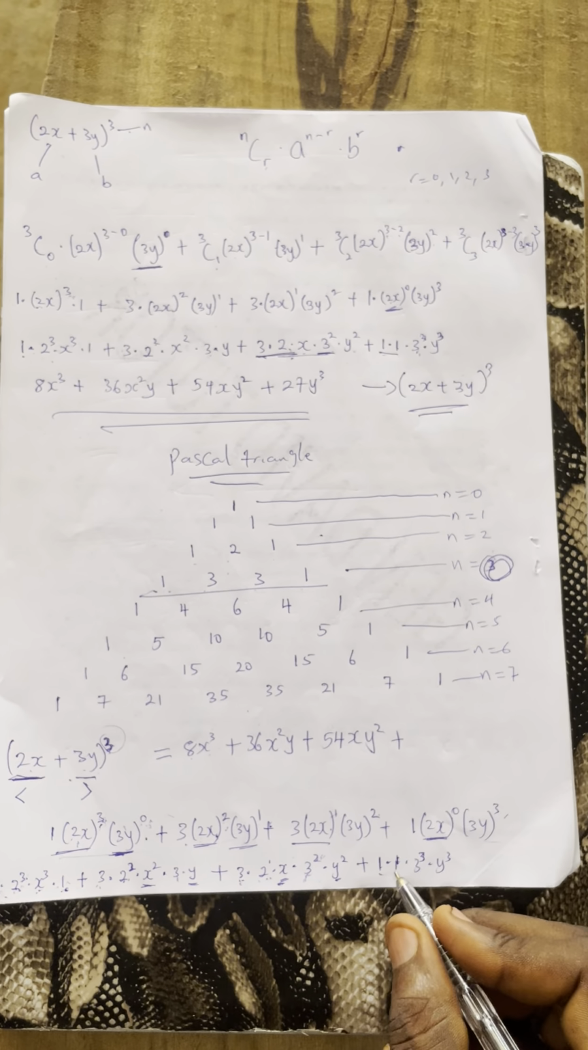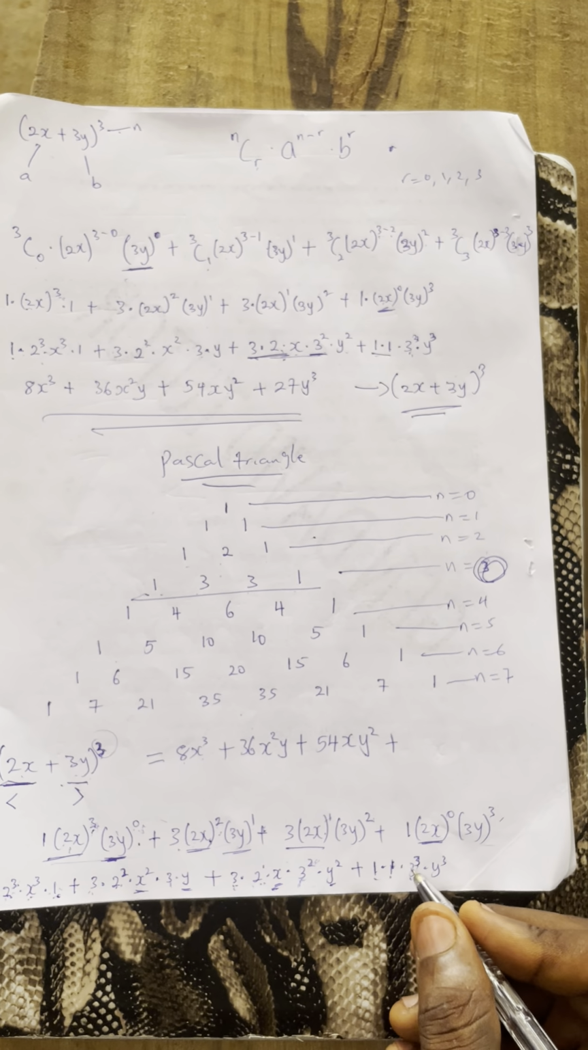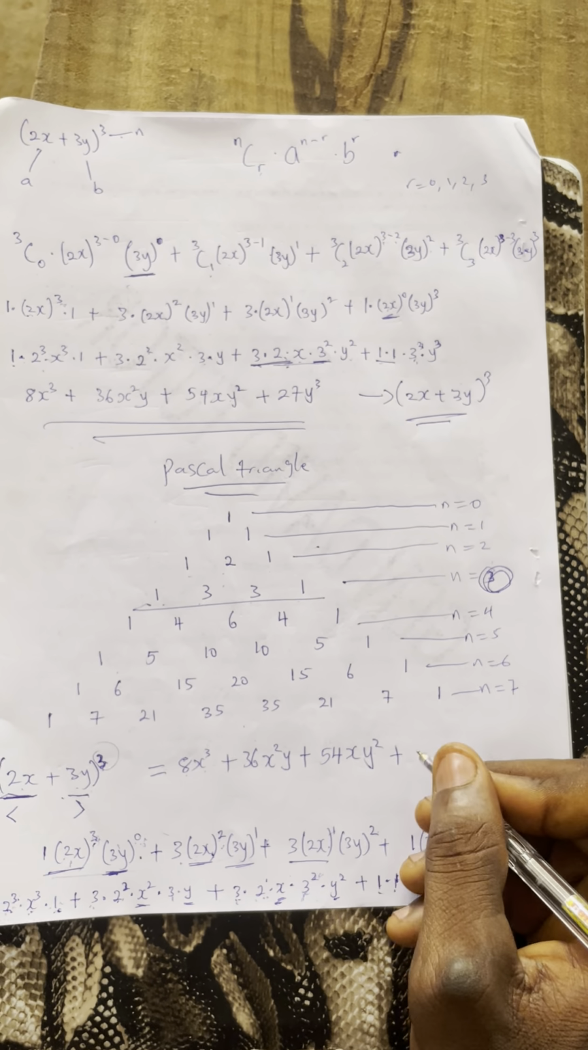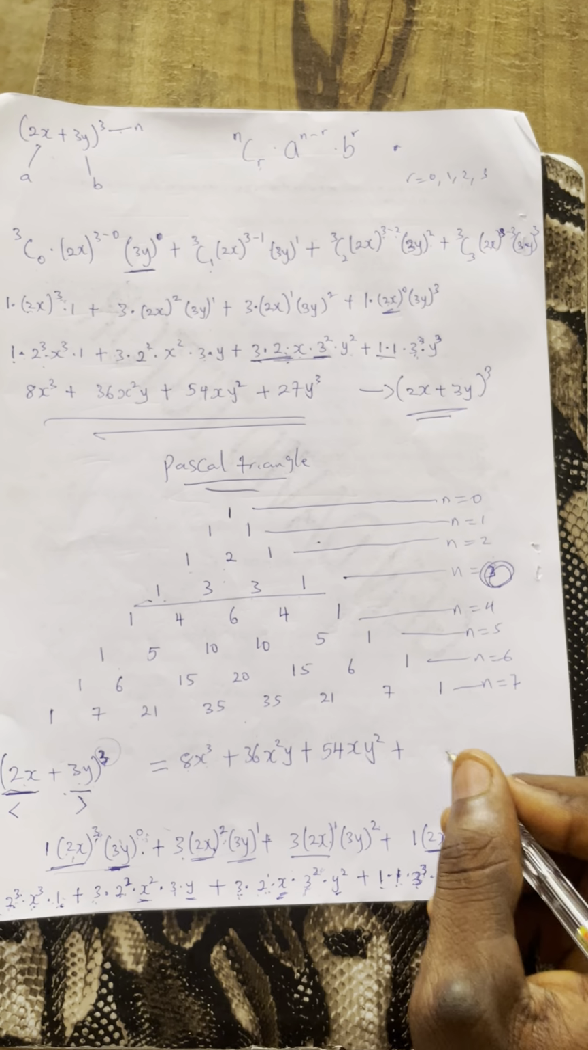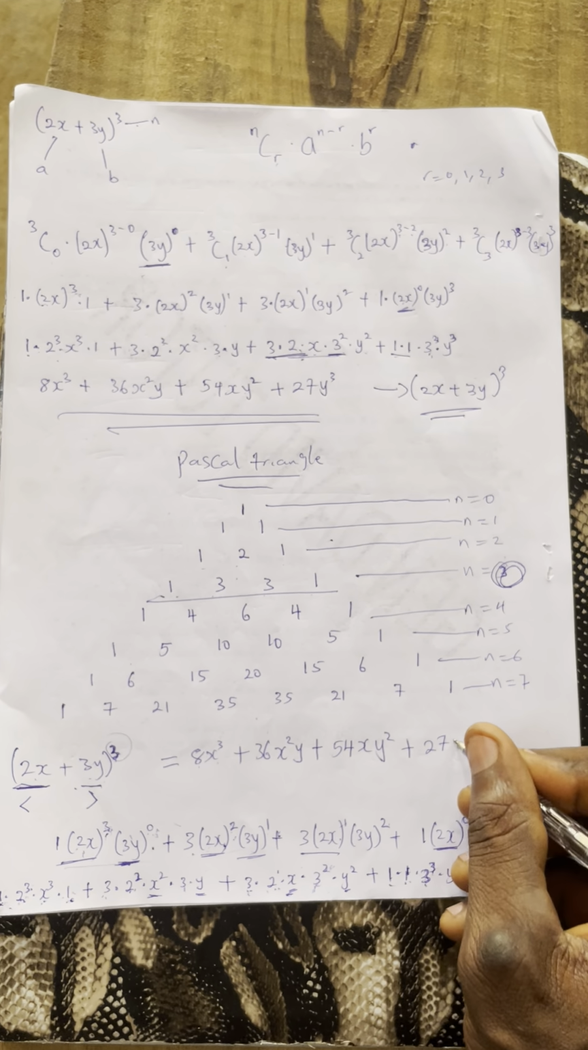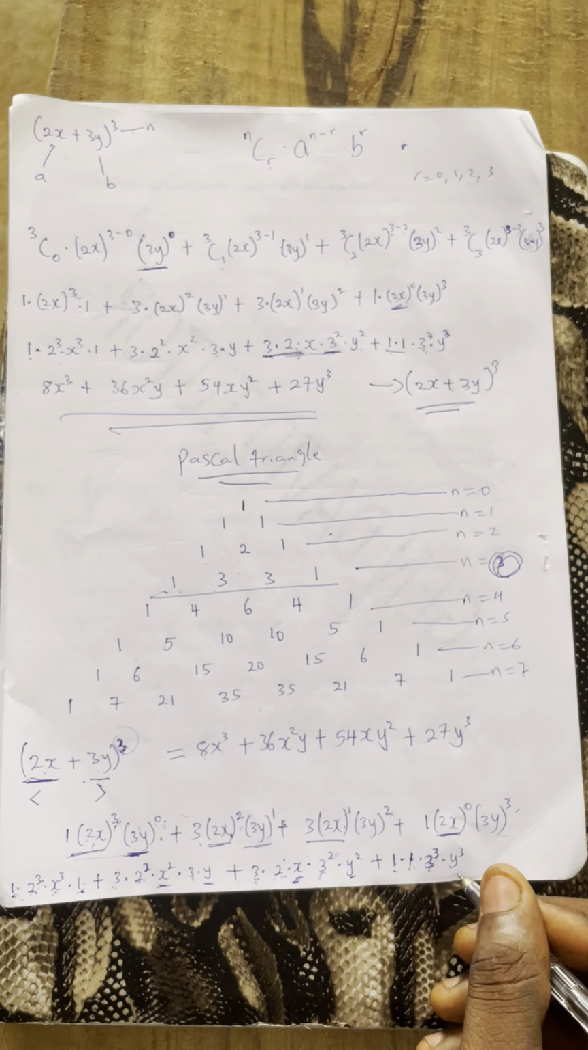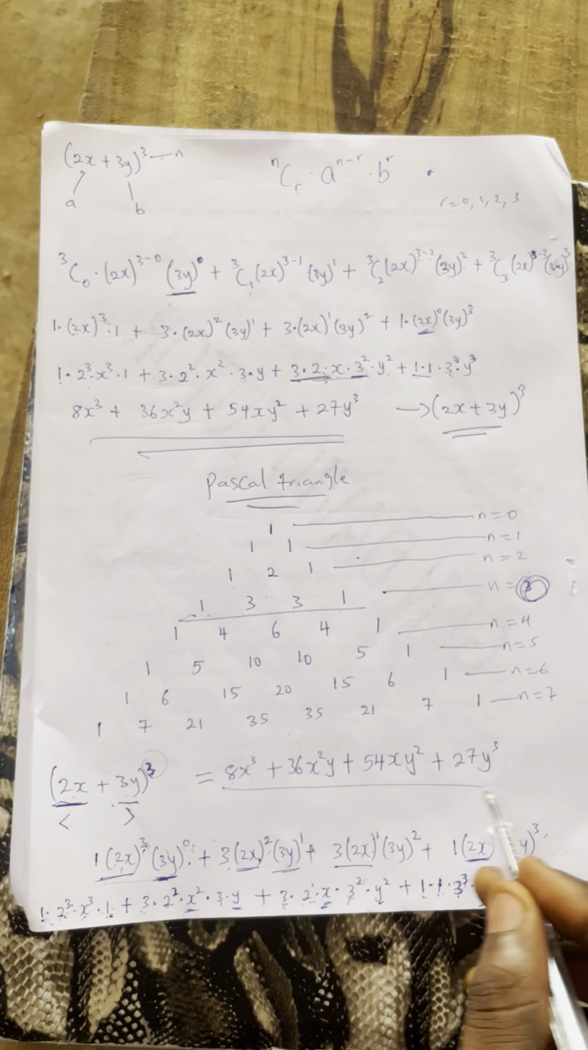Plus the next one here, that's 1 times 1, that's 1. 3 raised to power 3 is equal to what? 27. So we now have it to be 1 times 1, that's 1, times 27. That's 27 y raised by what? Y raised by 3, because you only have y raised by 3 here. So this is the expansion.